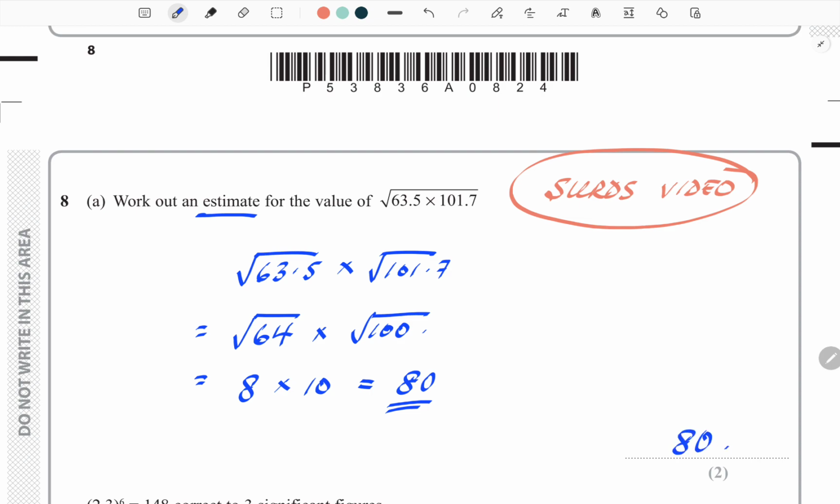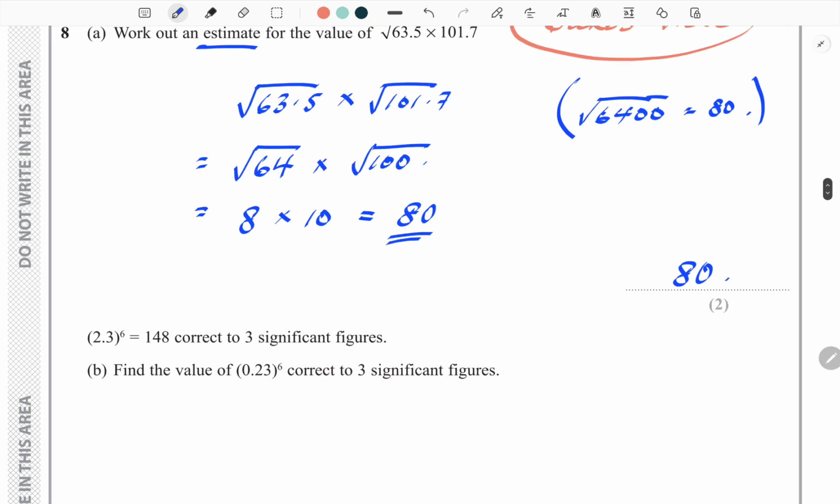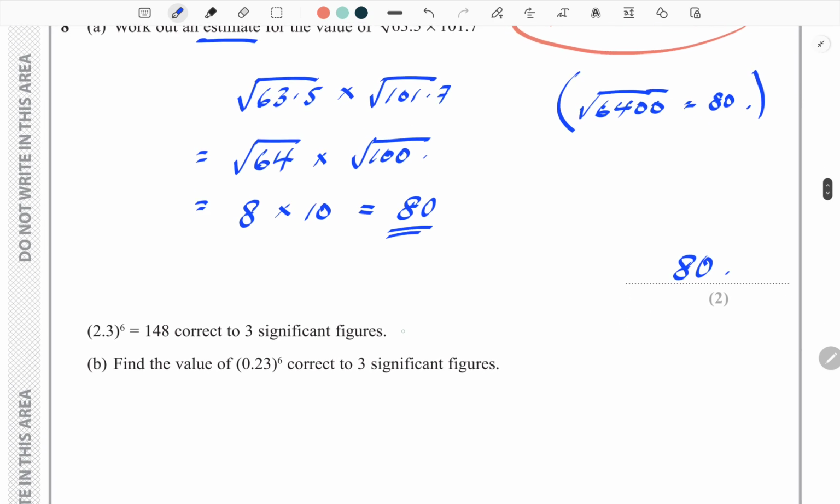All right. You could have actually done that within the brackets and tried, for example, rounding first and then multiplying out, and gotten that. That's also possible if you want to go down that route instead. Both valid. Right, next one, part B. They've given some information initially and said 2.3 to the power 6 is 148 to 3 significant figures. Fair enough. And it says find the value of 0.23 to the power 6.